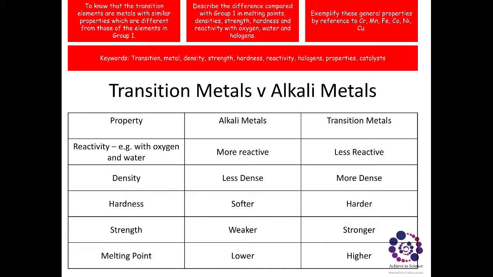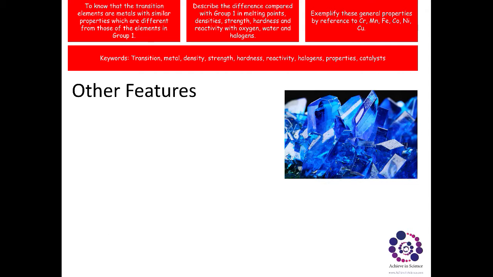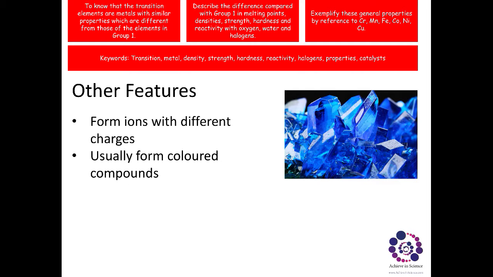Overall, you can see that there are significant differences between the alkali metals and transition metals. Also, other key features. The transition metals are able to form ions with different charges. They also usually form coloured compounds, and they can be used as catalysts.